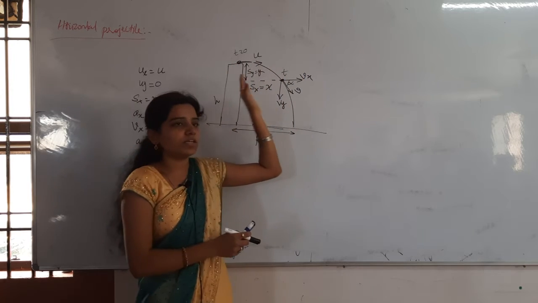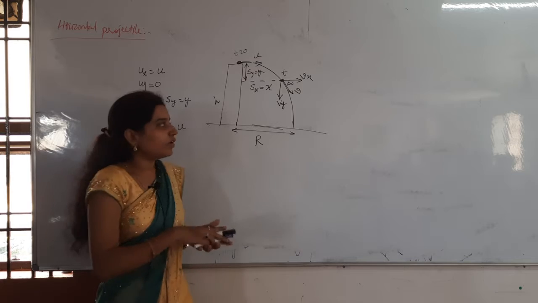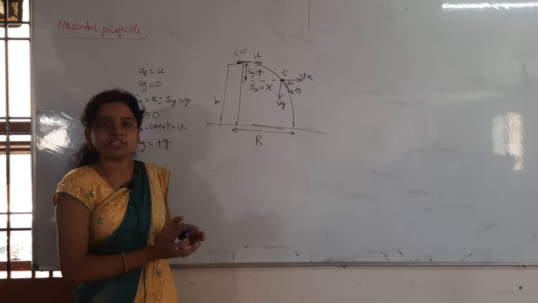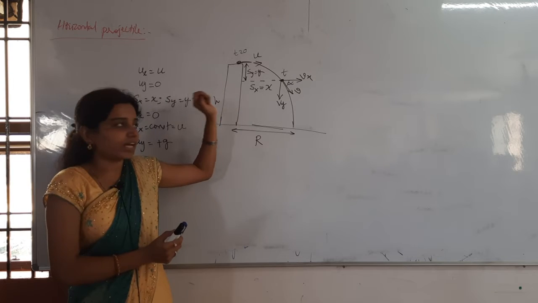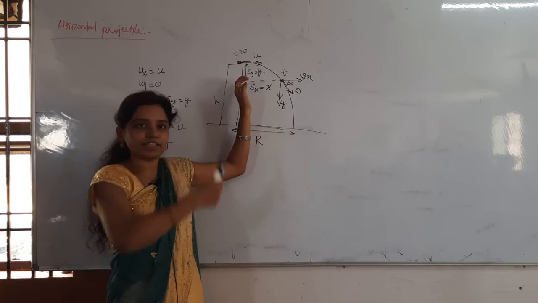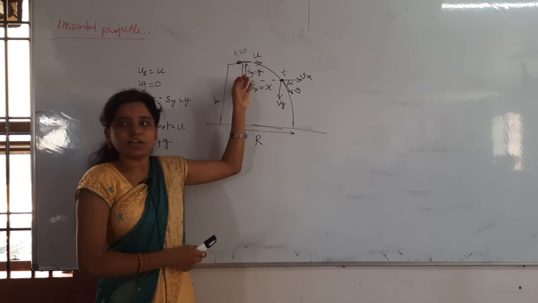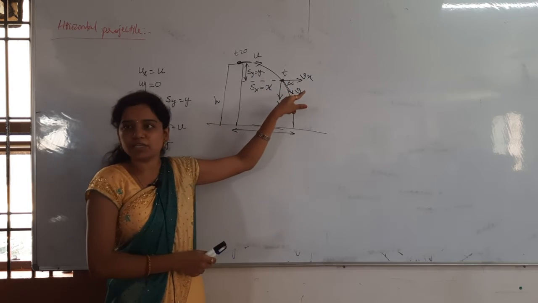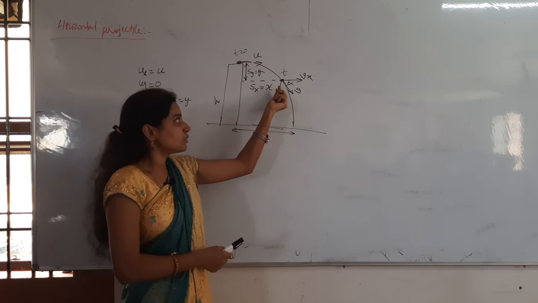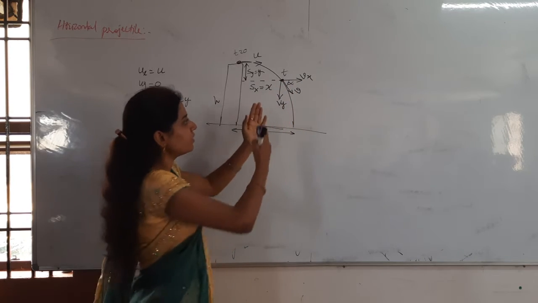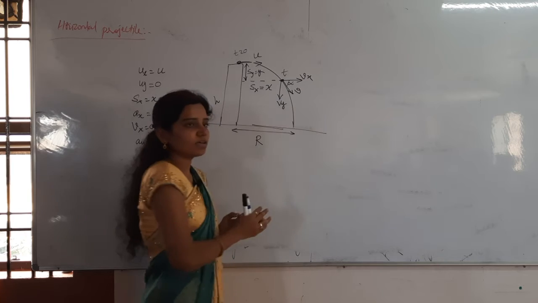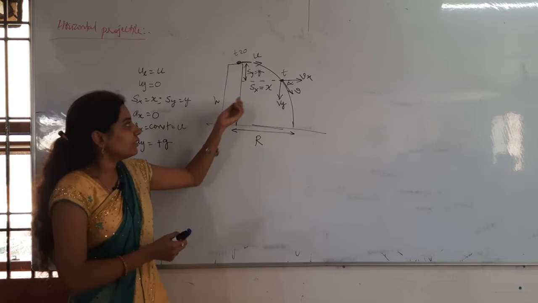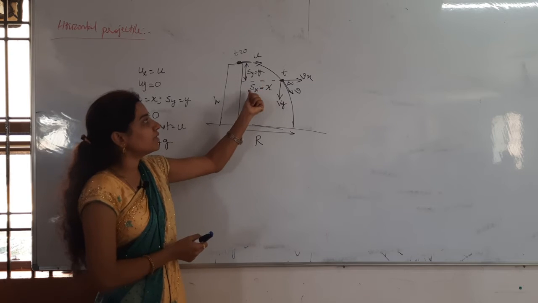So we are projecting some body from the top of a tower, with what velocity? U velocity in the horizontal direction. Then what happens? It is reaching the ground at what distance? R distance. Height of the tower is how much? H is the height of the tower. Sir, listen here. After time t, the body is here. What is the velocity of that body? V is the velocity. If I take the components, horizontal component is what? Vx, and vertical component is what? Vy.